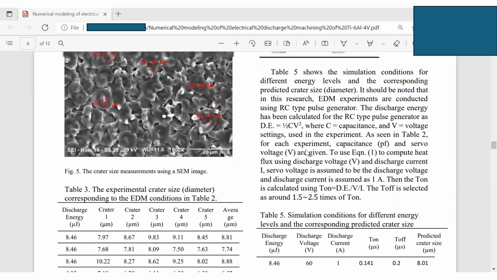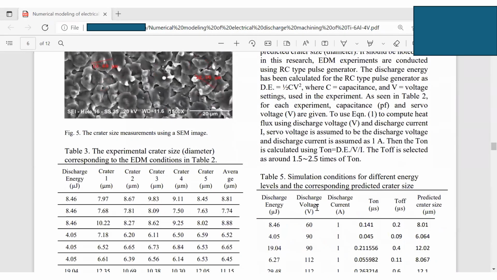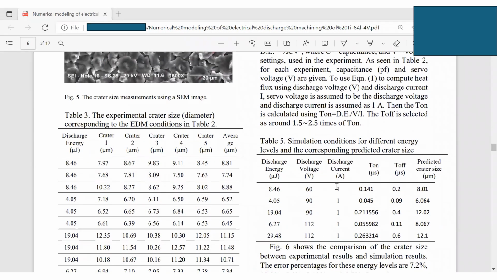Okay, so this is discharge energy. Everything must be the same: discharge voltage, discharge current, and this is TON time and TOFF time. And here is the predicted crater size. T1 is when the discharge voltage is on, and this is the time when discharge is off.